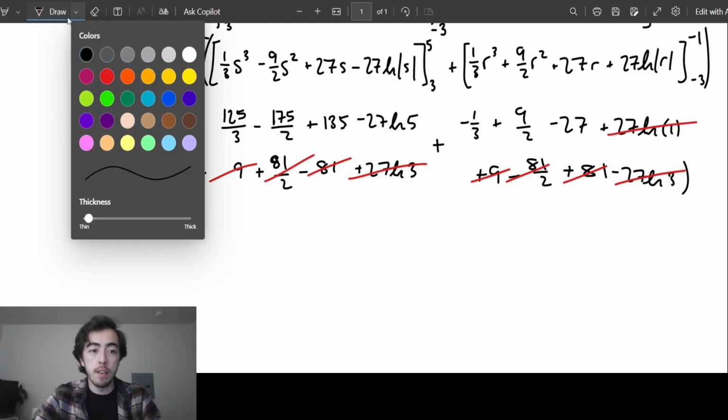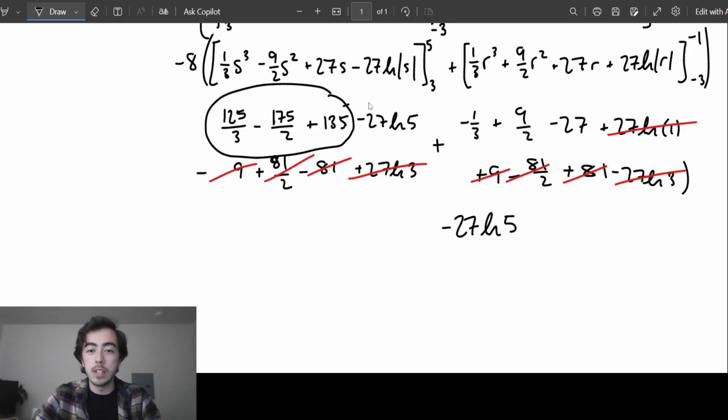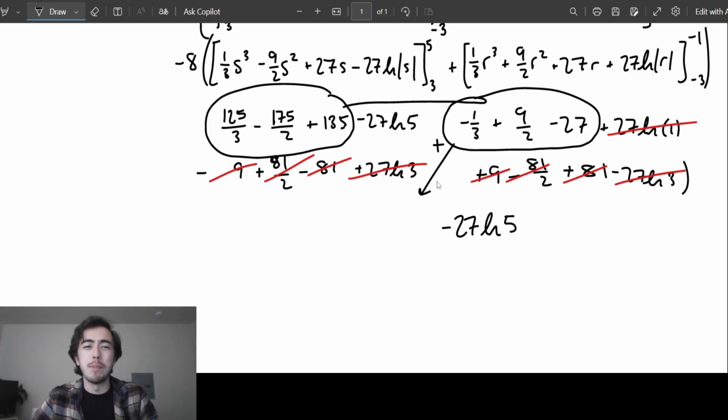And we're just left with whatever's on the top. And we have a whole bunch of random rational numbers. And then minus this 27 natural log of 5. So let me just stick all this in a calculator, and we'll just figure out what fraction it's supposed to be. And I'll get back to you.